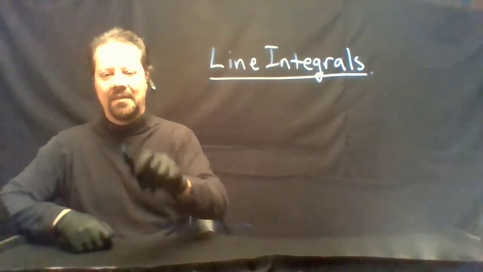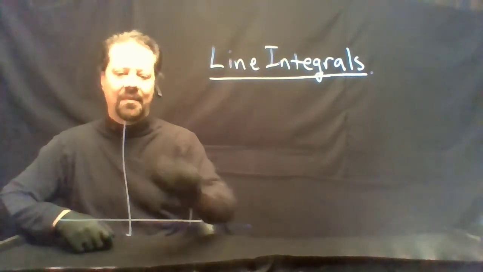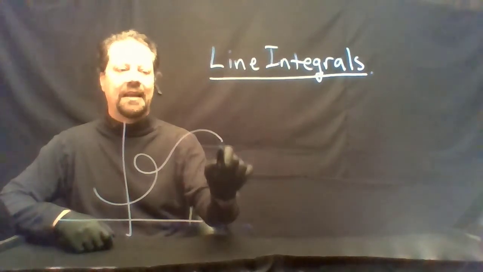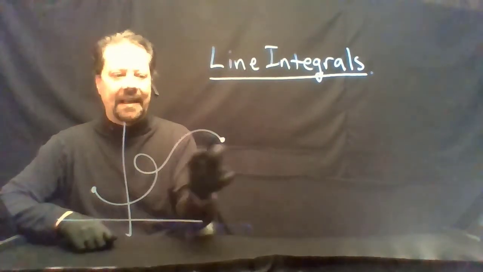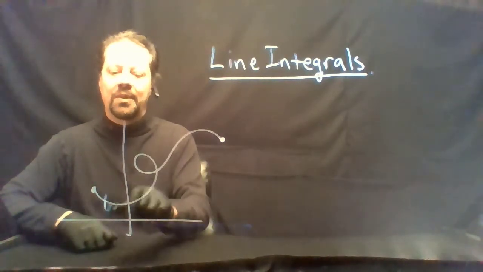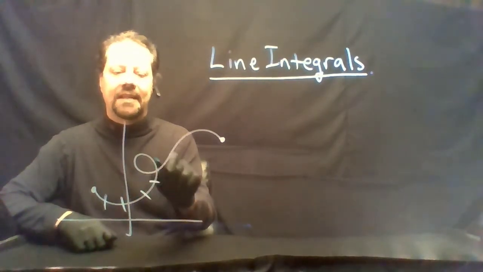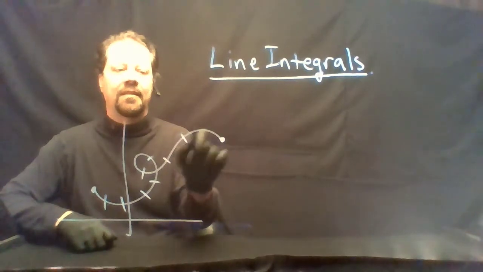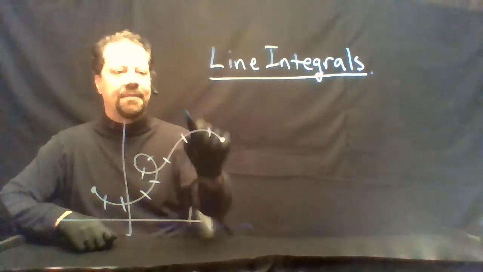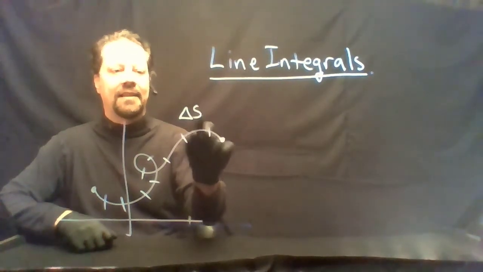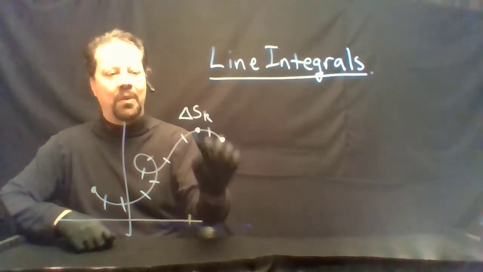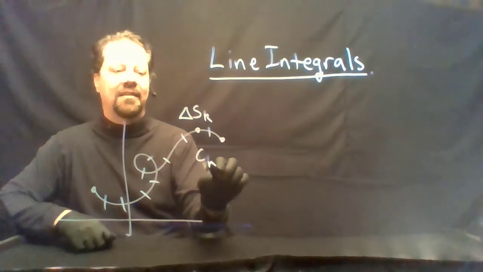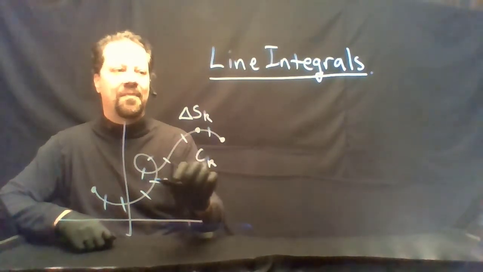We'll begin by looking at, say, a curve in the plane. Let's suppose this curve has a definite beginning and end. We'll divide the curve up into little segments. Each of these segments will have some length, delta sk. We'll choose sampling points, ck, on each of these little pieces.